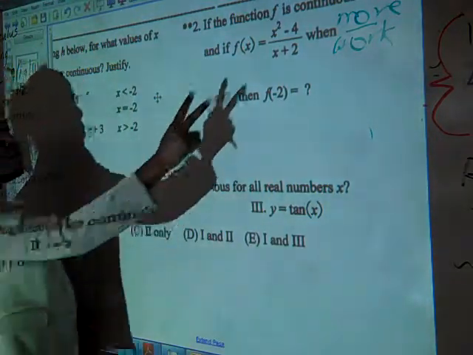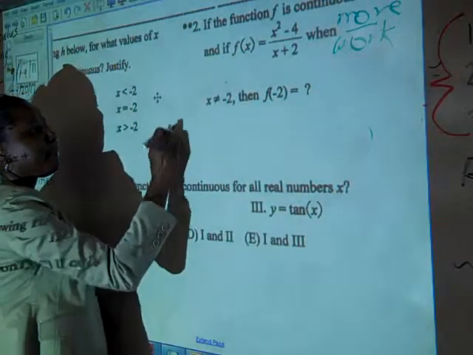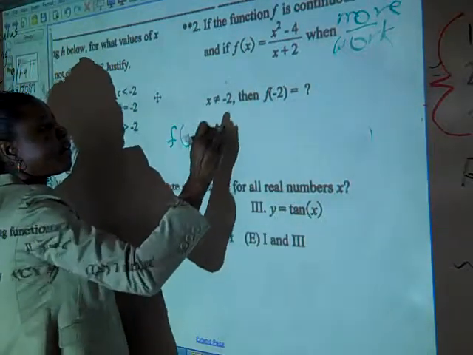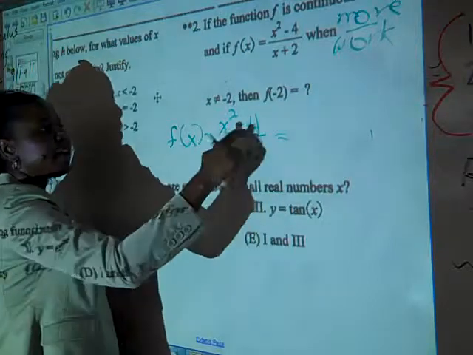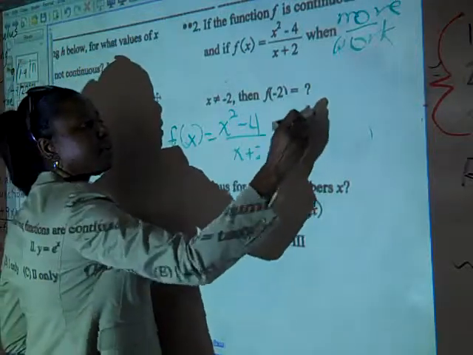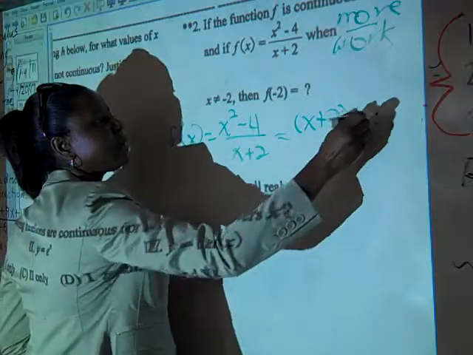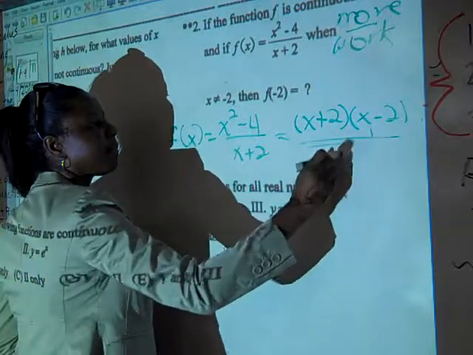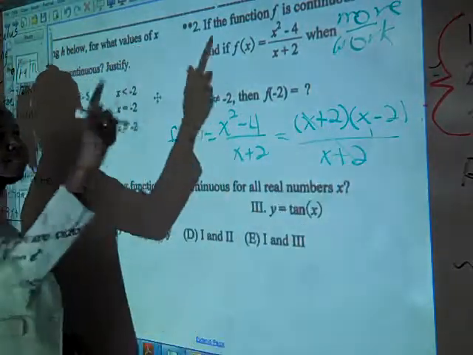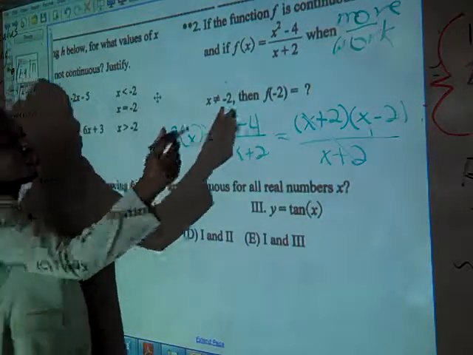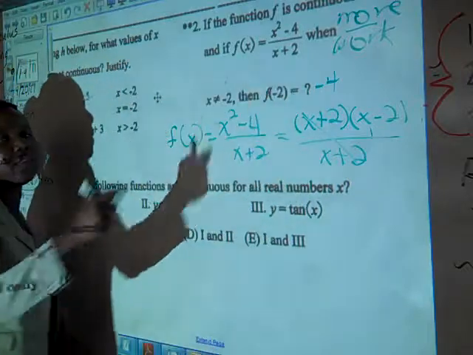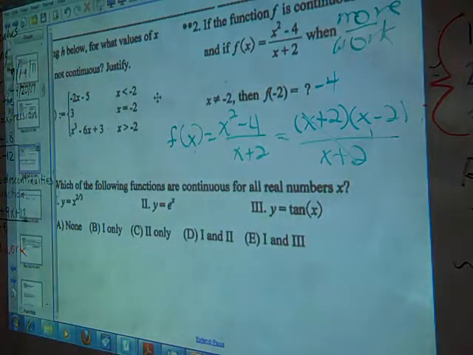So how do we do the more work here? What do we need to do with that? Factor. Factor, very good. If we factor that, how does this factor? X plus 2, x minus 2, and what do we get? X minus 2. Now can you plug in a -2 into what's left? Yeah. That's the y value that will plug in the hole, and that's what you're looking for.